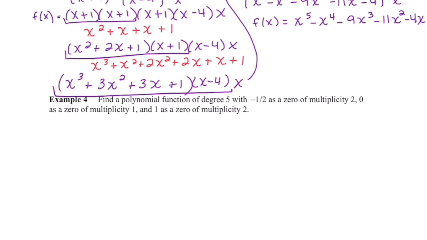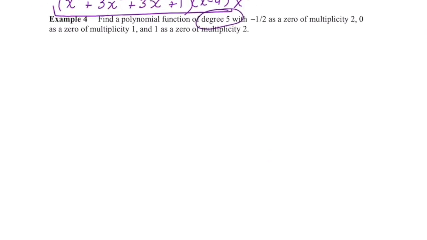Example 4. Find a polynomial function. This time we also have degree 5, with -1/2 as a zero with multiplicity of 2, 0 as a zero of multiplicity 1, and 1 as a zero of multiplicity 2. So I know that x needs to equal -1/2, x has to equal 0, and x is equal to 1. When I start solving for x equal to negative half, yes, I could say x plus half is 0, but then we're going to end up multiplying by fractions, and sometimes we don't like fractions, so let's try to keep it a whole number.